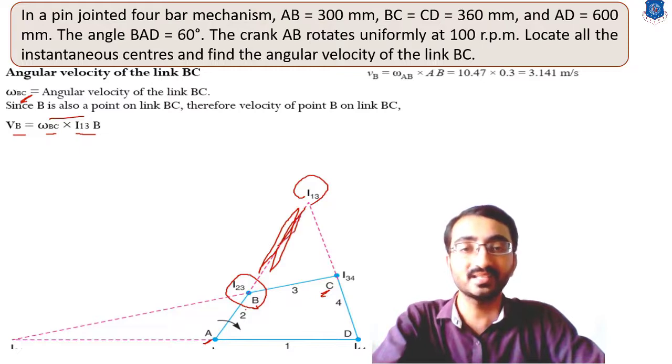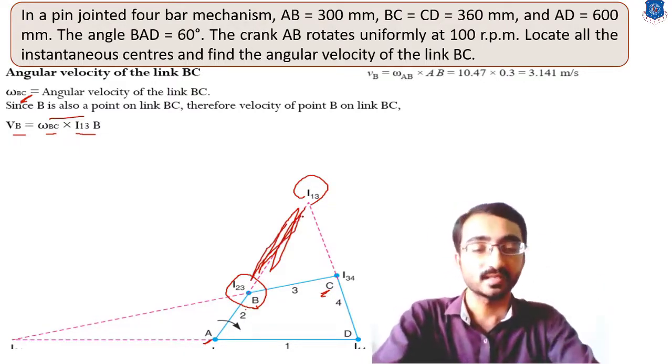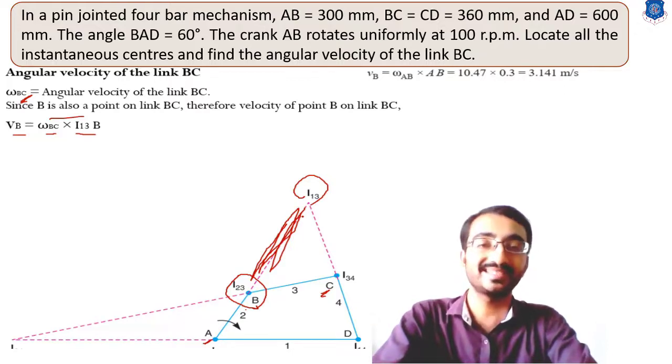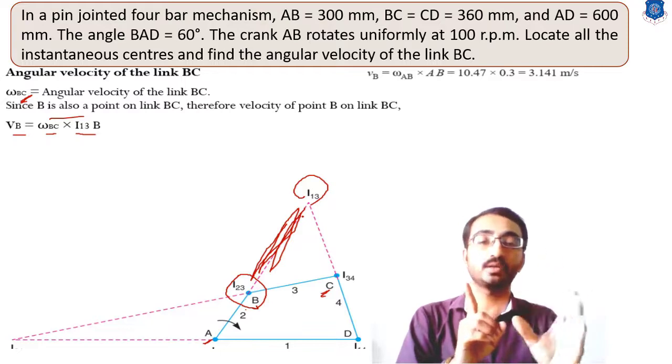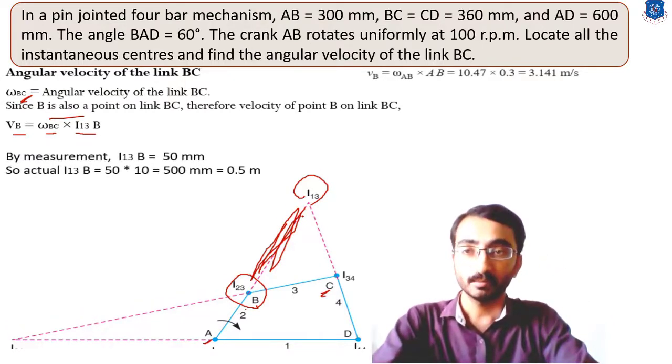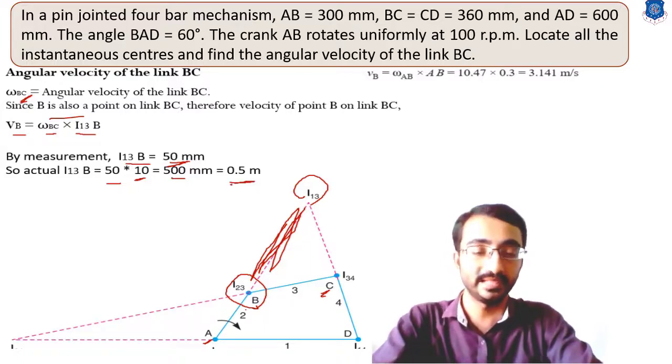Okay, and this distance we can measure by our scale, and then we have to multiply with our scale. Initially we have considered that 1 mm in the drawing will represent 10 mm of the actual scale. So by measurement, if you measure the I13B distance, it is equal to 50 mm. Now 50 into the scale of 10 will give us 500 mm, or in meters it will be 0.5 meter.